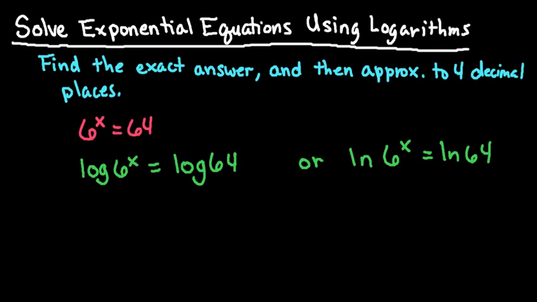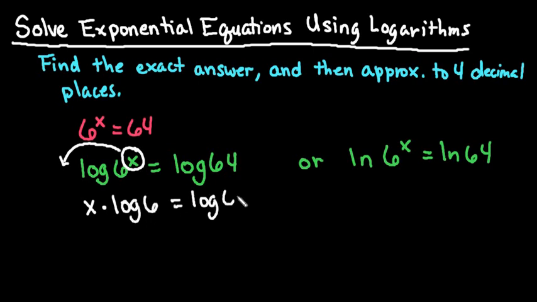Regardless of which one you choose, typically textbooks show to use log if you are using a base that is not e. If you have base e, you for sure want to use the natural logarithm because it makes it easier. So we're going to use the property of exponents that says that if you have an exponent in here, it can be rewritten as multiplication. So we would have x times log 6 equals log 64, and then we would just solve this equation by dividing both sides by log 6.